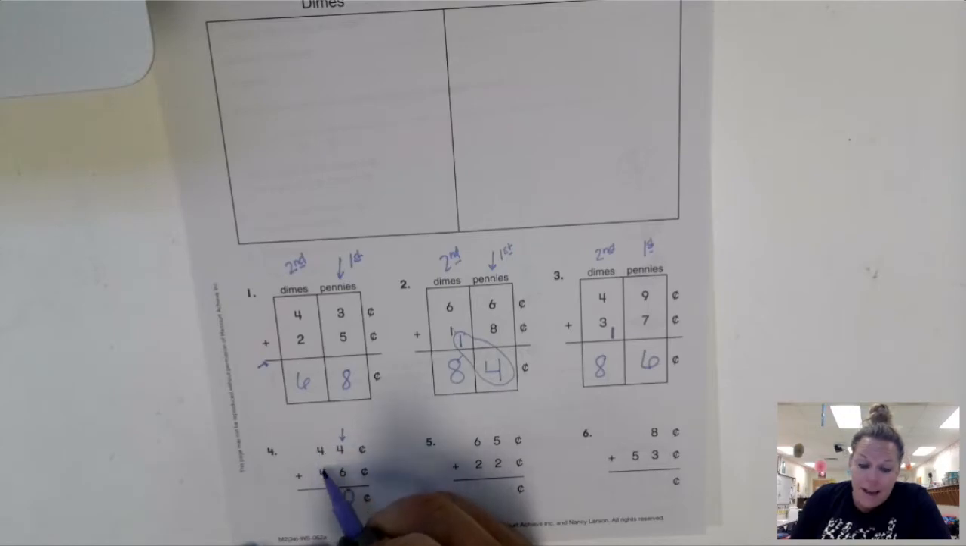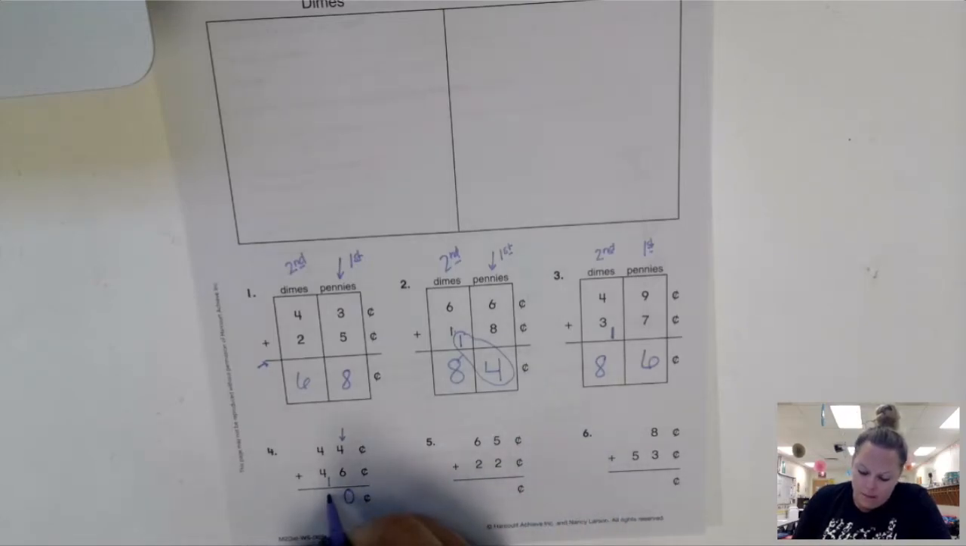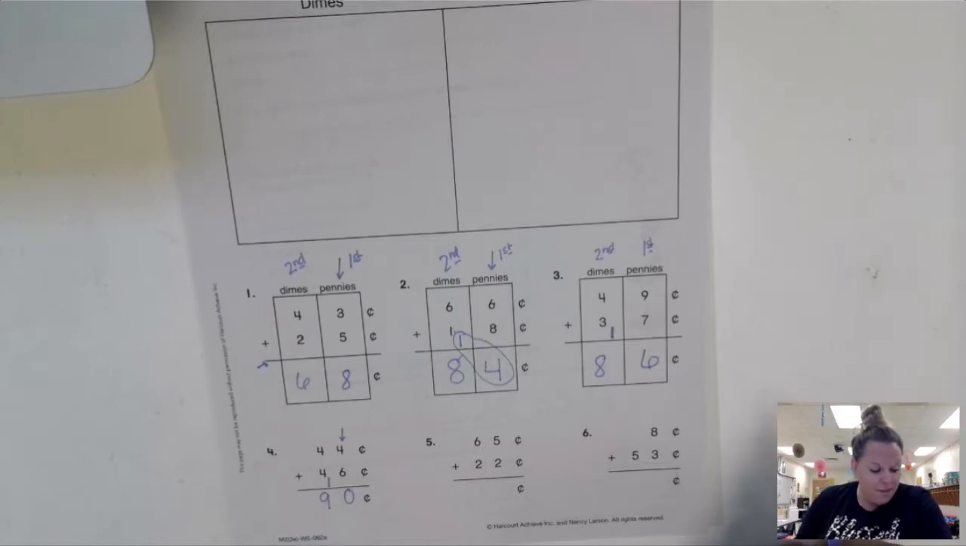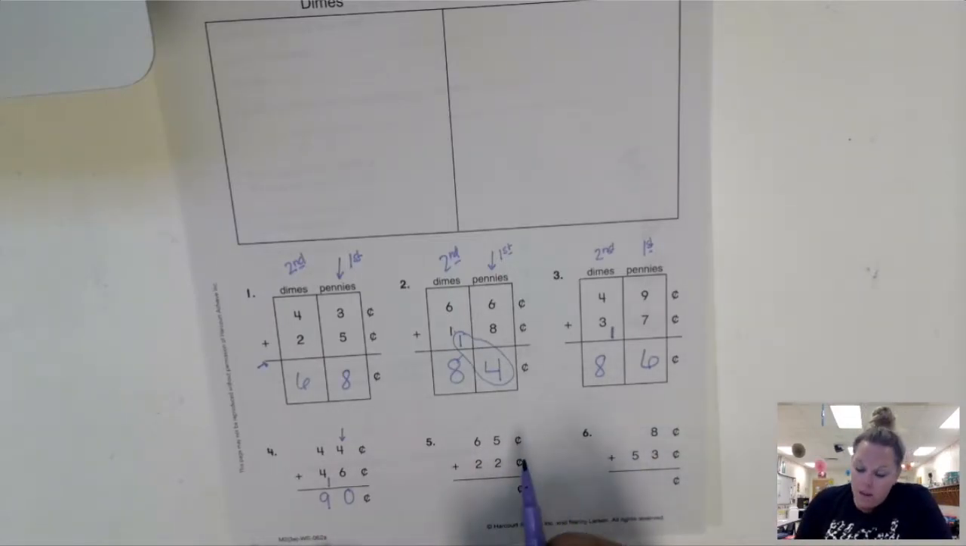Now I need to add up my dime spot. 4 plus 4 is 8. And 8 plus 1 more is 9. So now I have 90 cents. Let's go to number 5. 65 cents plus 22 cents.